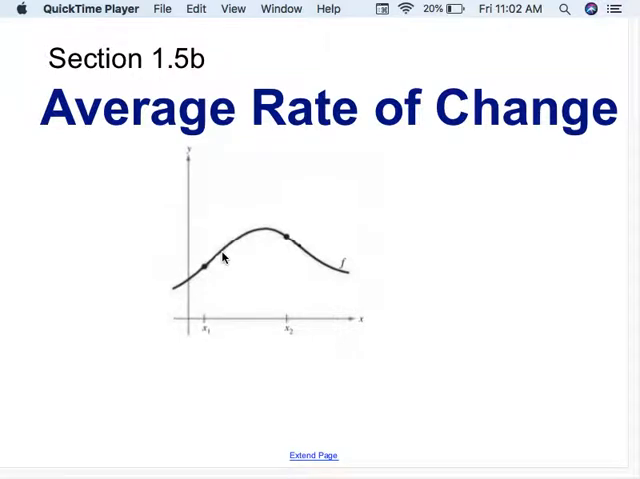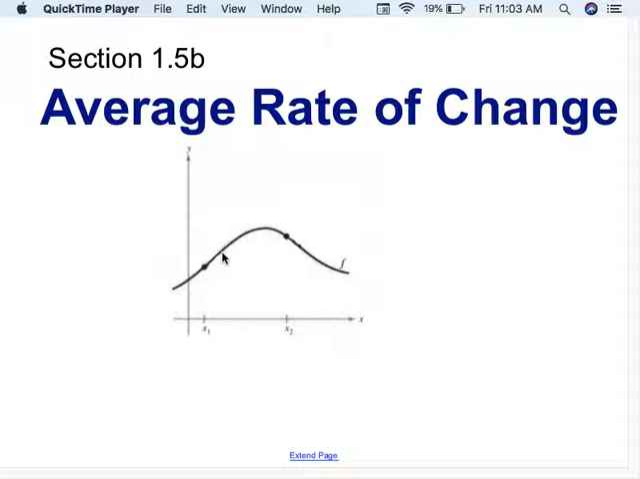So in section 1.5, we are talking about an average rate of change. And the key phrase there is really the three words rate of change. You are familiar with rate of change. Does anybody know what rate of change has been for you in the past? Brian, you say? Slope, yes.